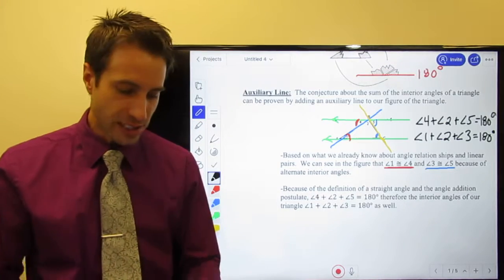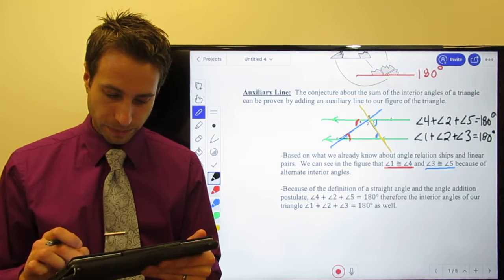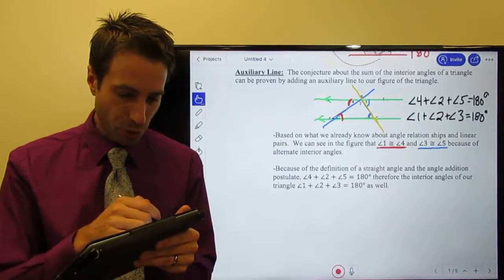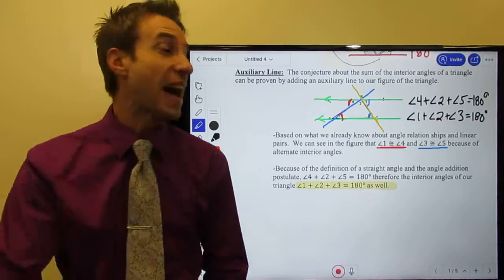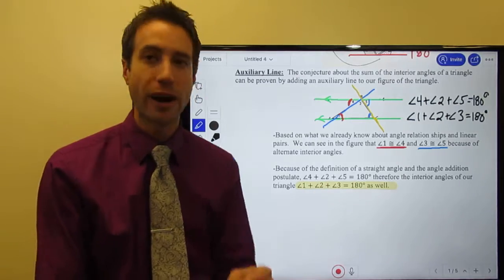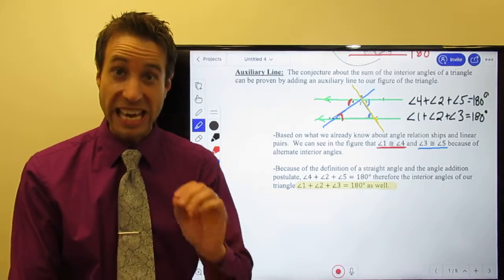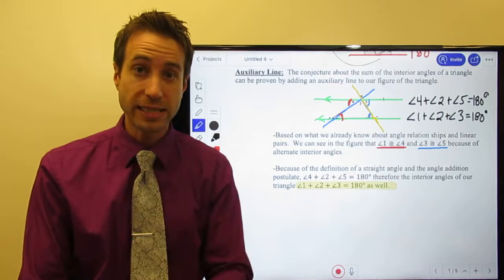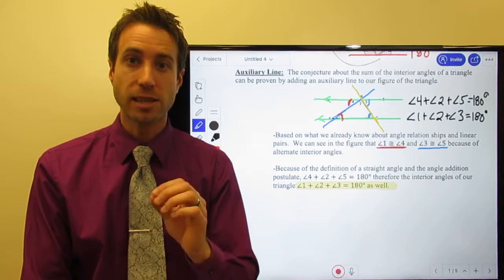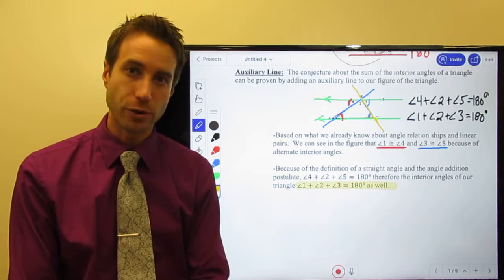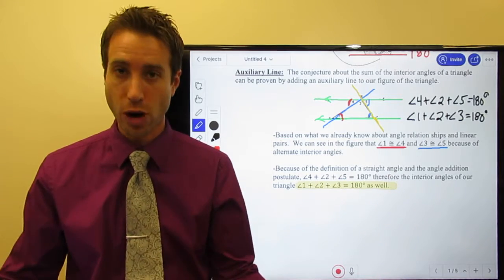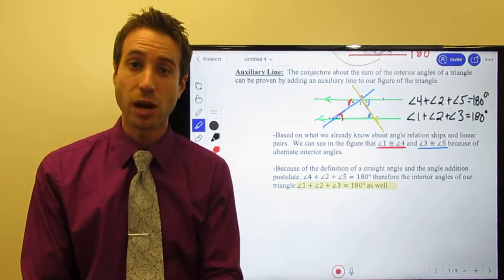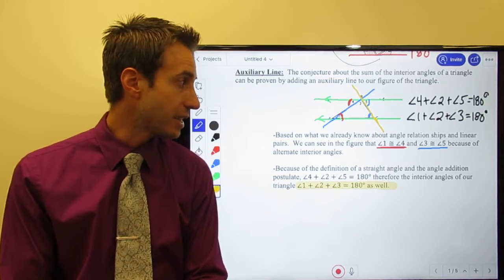What you guys just did is this right here. You have just proven that the three interior angles of any triangle, if it's a triangle, the three interior angles must sum to 180 degrees. They have to. You don't have a choice. If it's a triangle, the interior angles sum to 180 degrees.